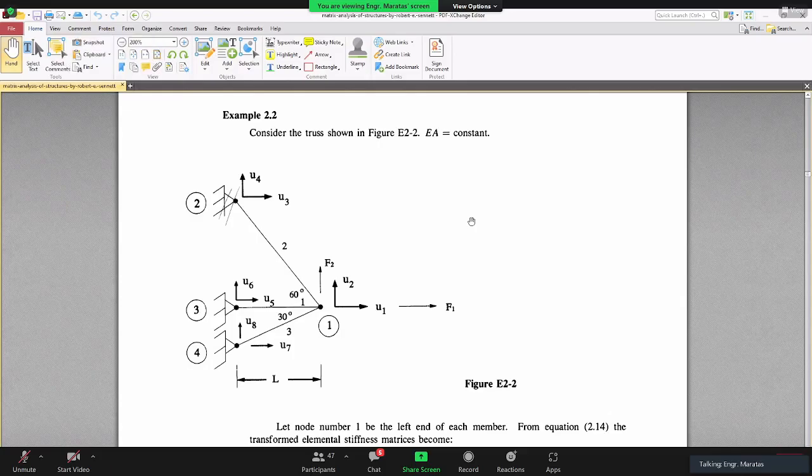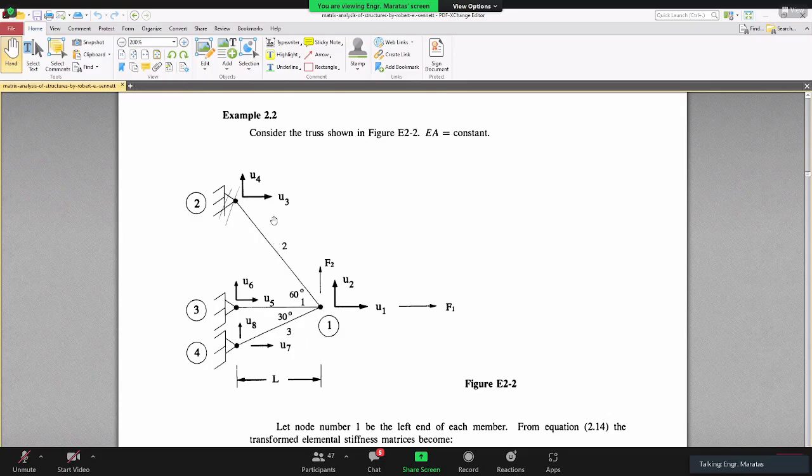So this is a truss problem. We are tasked to analyze this truss. So let's say we are after the reactions as well as the displacements as well as the member forces. Okay, so the objective of analysis, of course, is to get the member stresses, the reactions, as well as the deformations or the displacements.